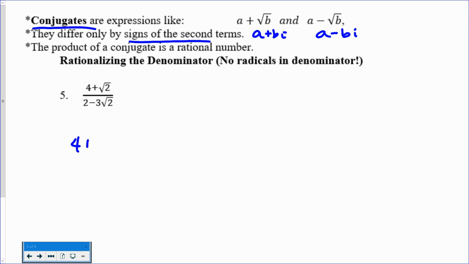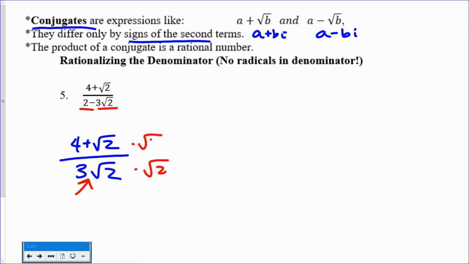If it would have had something like 4 square root of 2 over 3 square root of 2, I do not need to use a conjugate. A conjugate's only necessary when I have 2 terms. If I have 1 term, I can just go ahead and multiply it by the square root of 2 to get rid of that radical in the bottom, like we've been doing with rationalizing the radicals we've had so far, because they were not binomial. They did not have 2 terms separated by addition or subtraction.